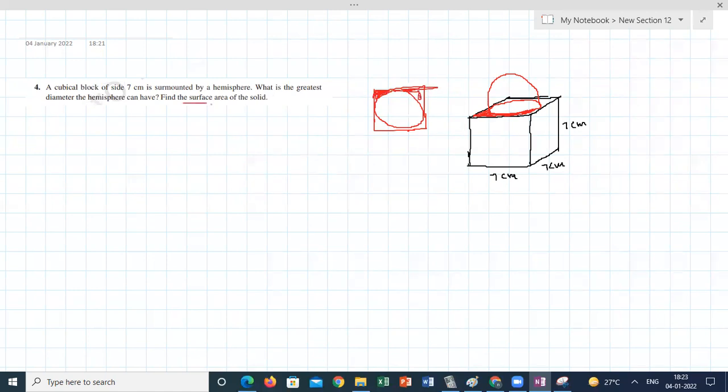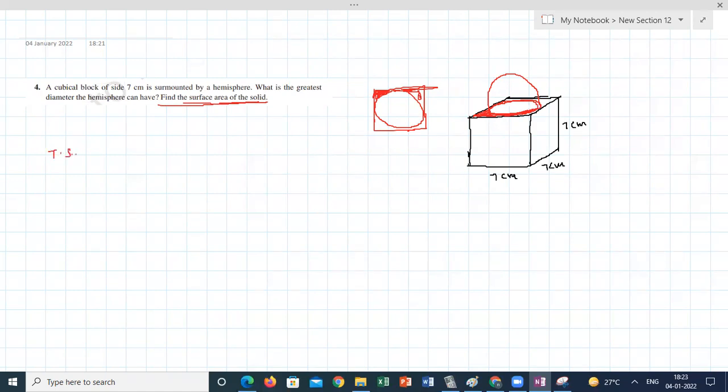What is the surface area of the solid? Find the surface area of the solid. So, how to calculate the surface area of the solid here? It is simple. See, the common region is vanishing here. After putting the hemisphere on the top, I am unable to see some region of this face. So here there are two objects, one is a hemisphere and the other one is a cube.